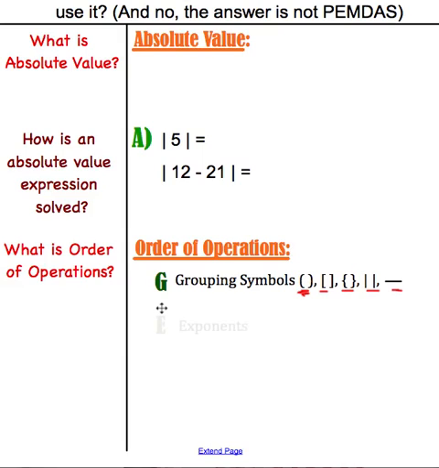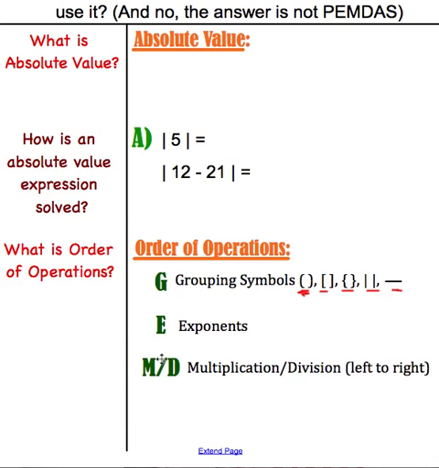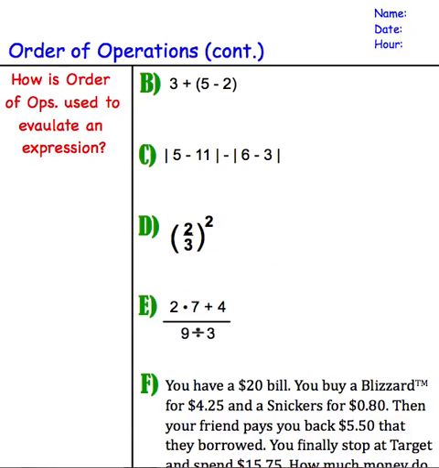The second one, as you guys recall, is E for exponents. And then we go M and D together, which would be multiplication and division from left to right. And then finally, A and S, addition and subtraction, once again from left to right. Please make sure you do what comes first, not the M before the D or the A before the S necessarily. Let's take a look at some examples.